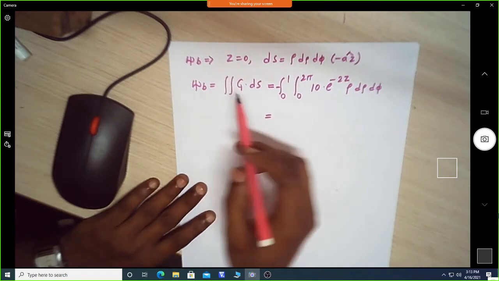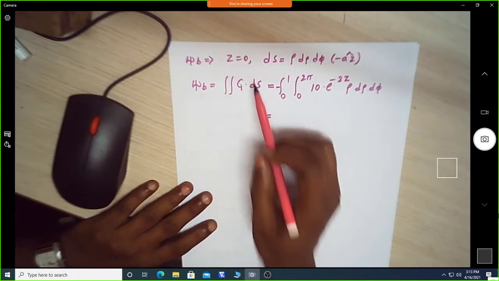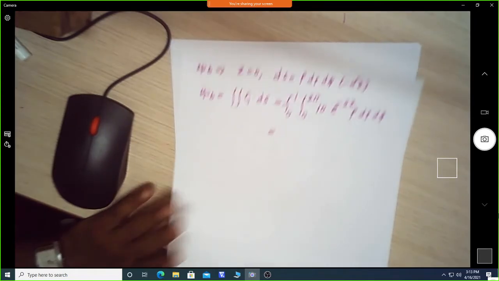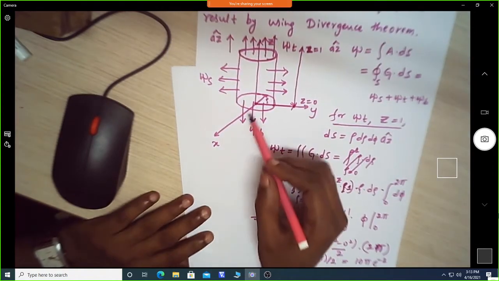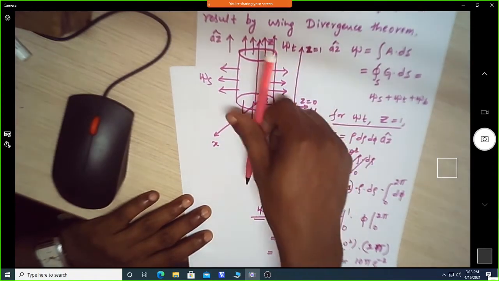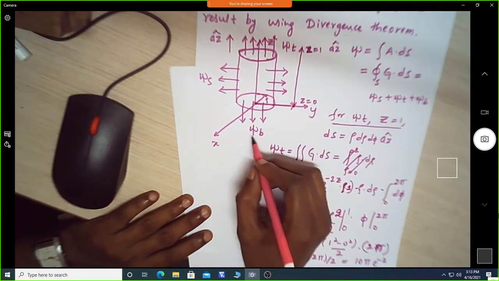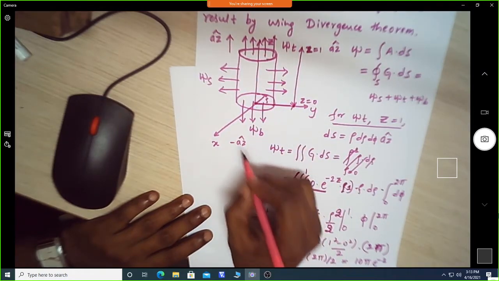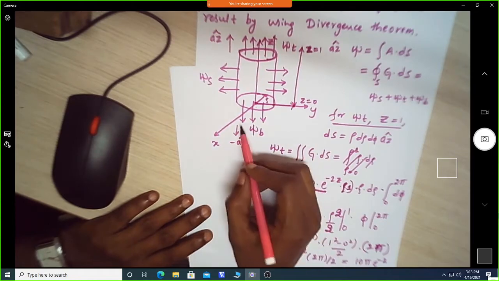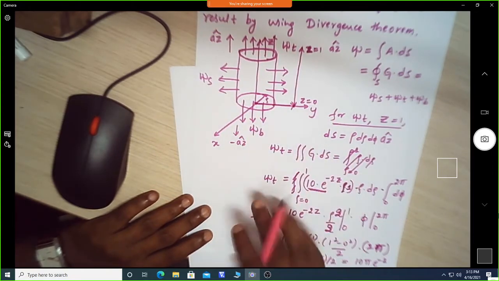So for psi b, we have z equal to 0, no? So here, this is bottom surface. So we are going in the negative z direction. So that's why it is minus az. Is it not? So now for the bottom surface z equal to 0.